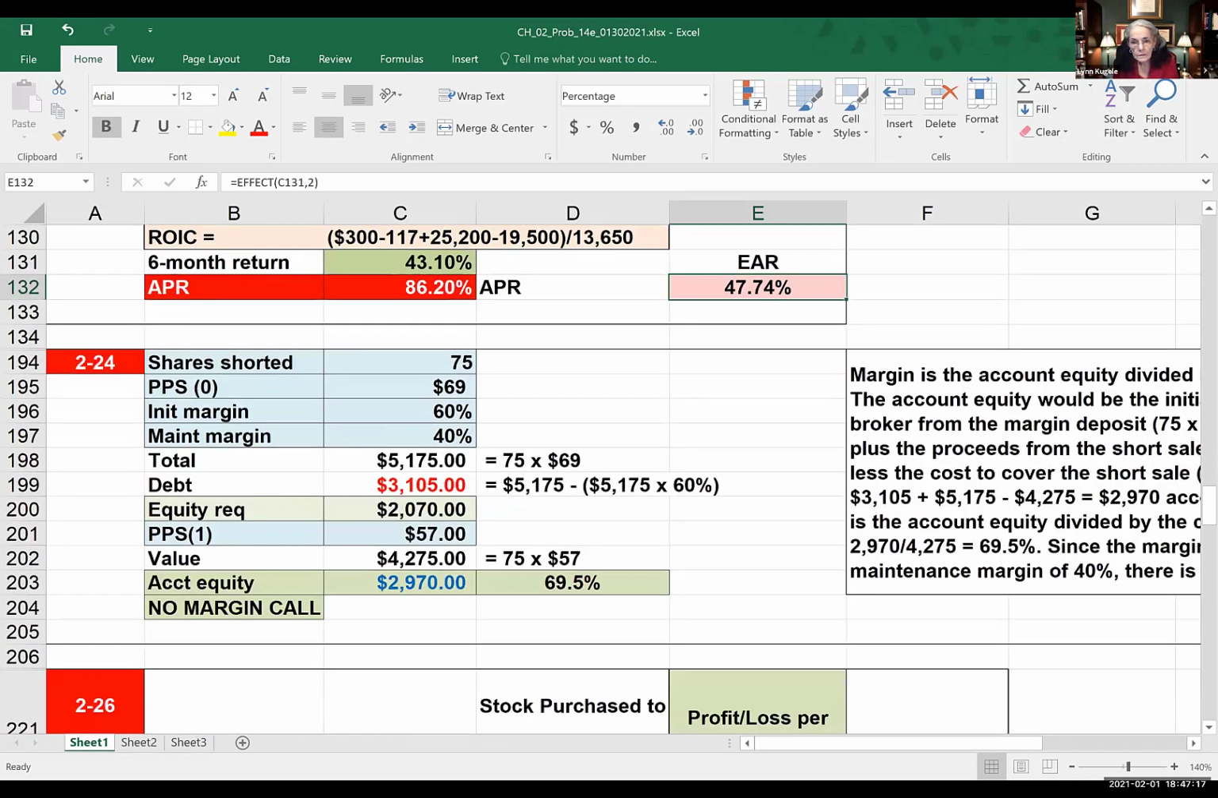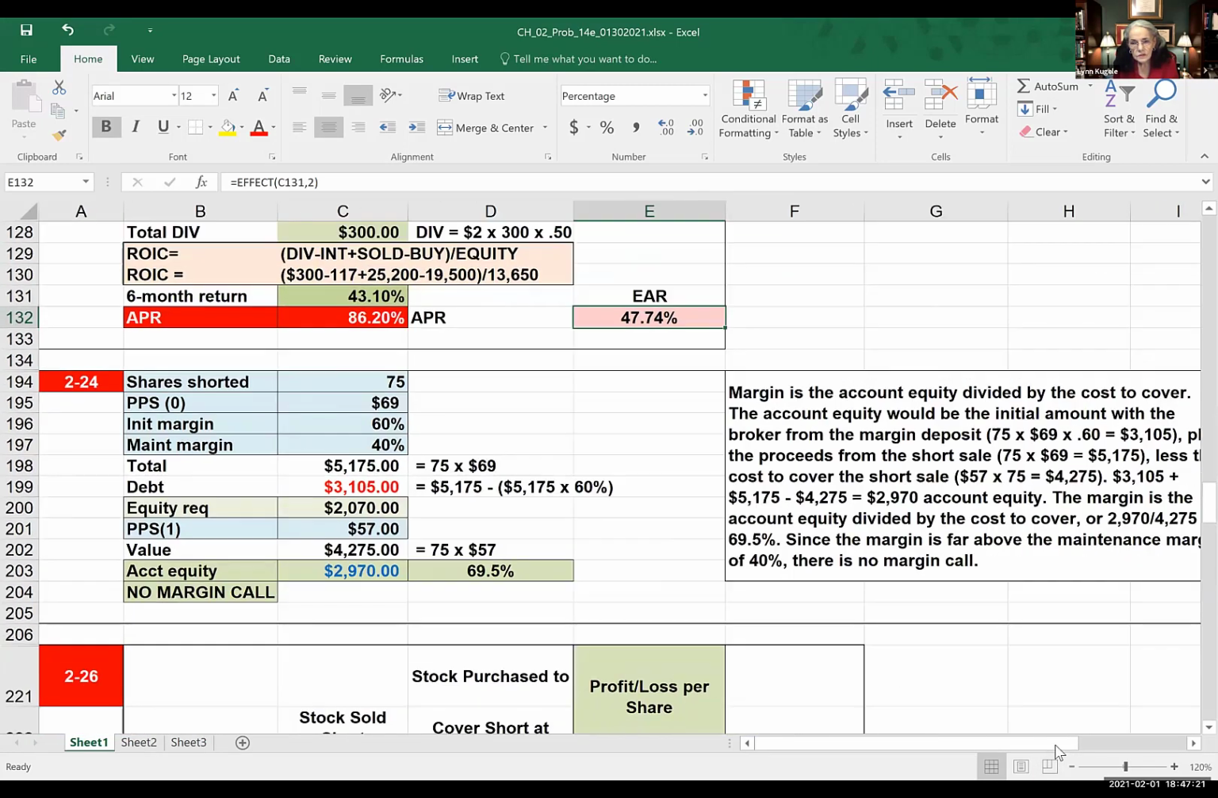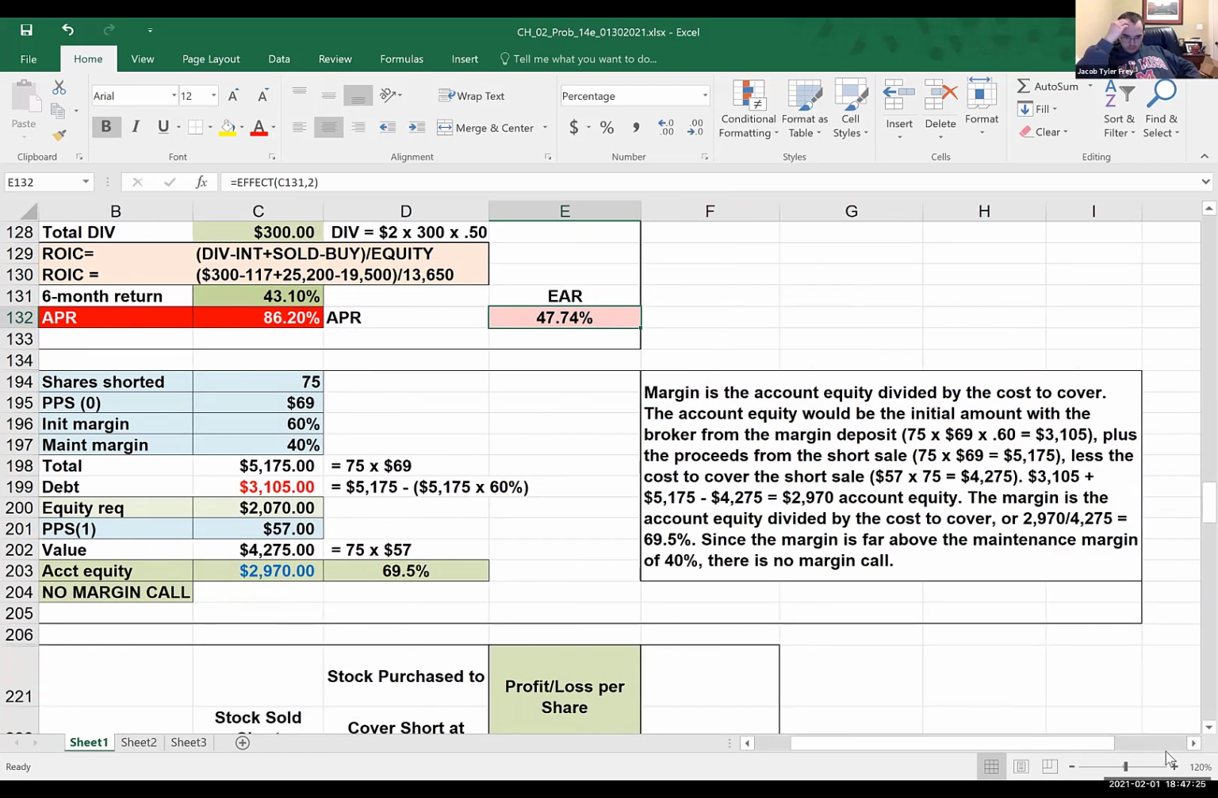Okay. Let me get this one. I don't know why I keep getting that, but I want you to see the, if I just go over, there we go.